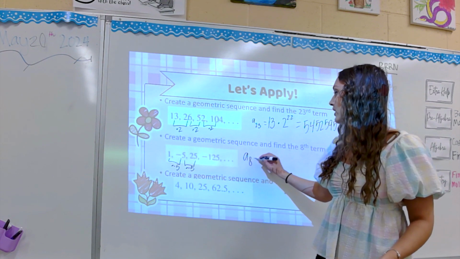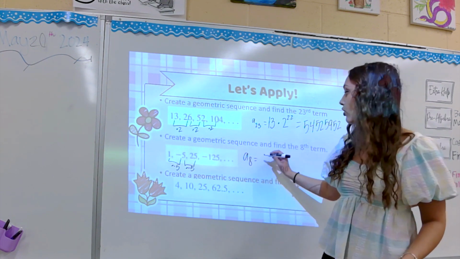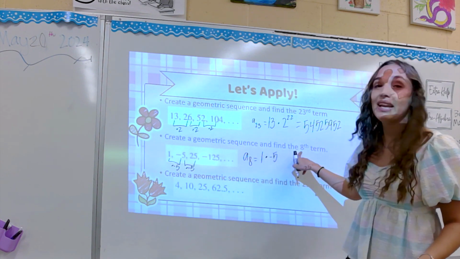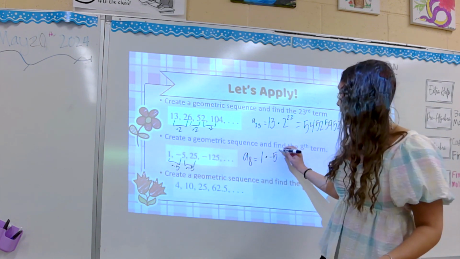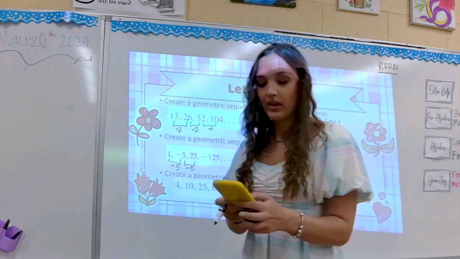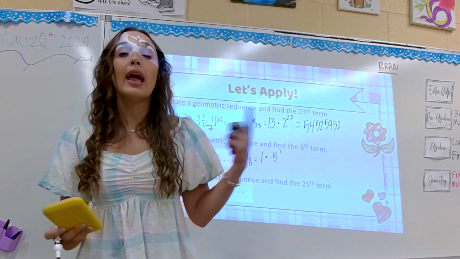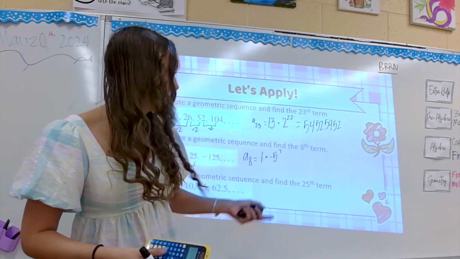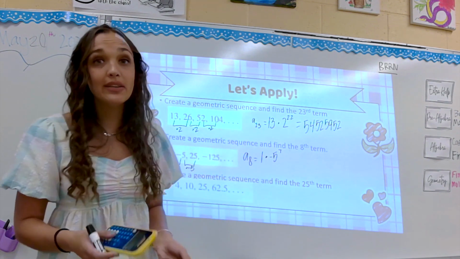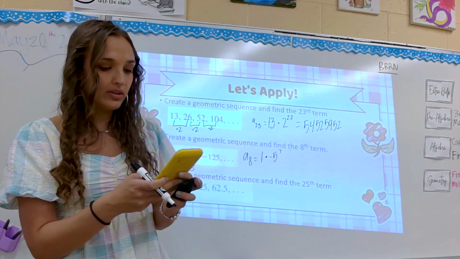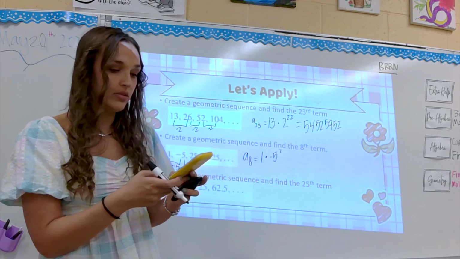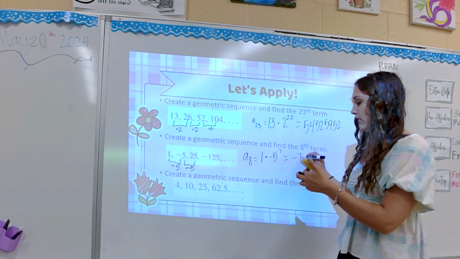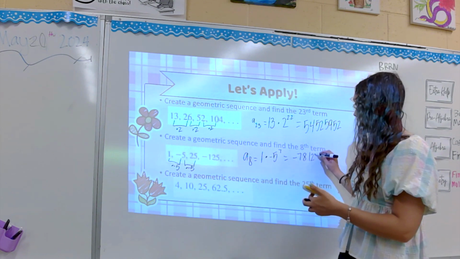My A8 equals my original, which is 1, times my rate, which is -5, to the 8 minus 1, which is 7th power. I'm going to put the -5 in parentheses because sometimes when we don't do that and plug it into the calculator, it acts like it's 5 to the whatever power times the negative. In this case, that would be fine because we have an odd power, but what if it's an even? So I'm going to do -5 to the 7th power times 1, which is just what it is. So that gives me -78,125.